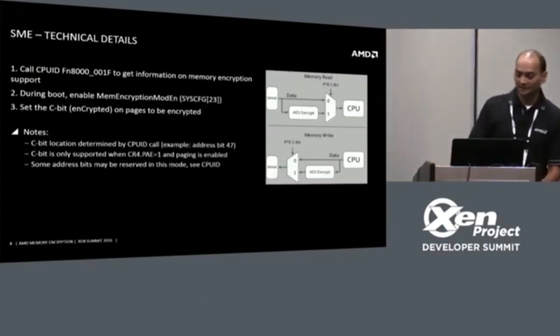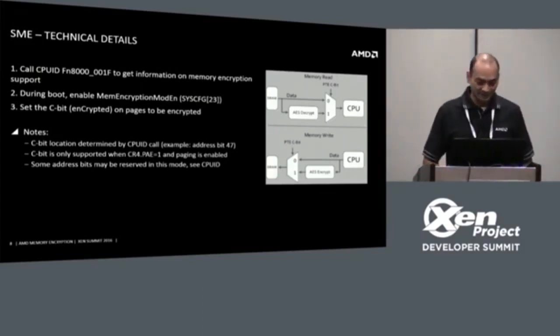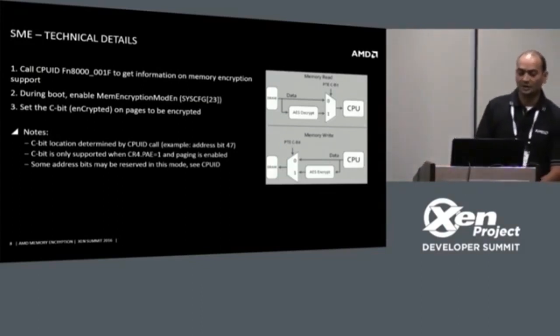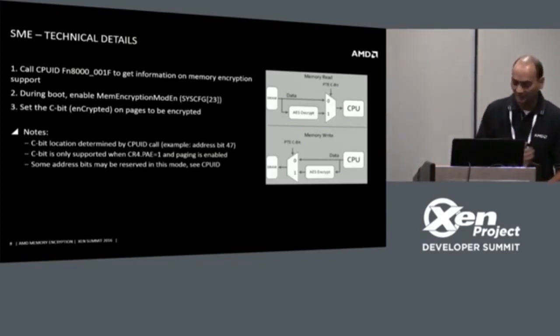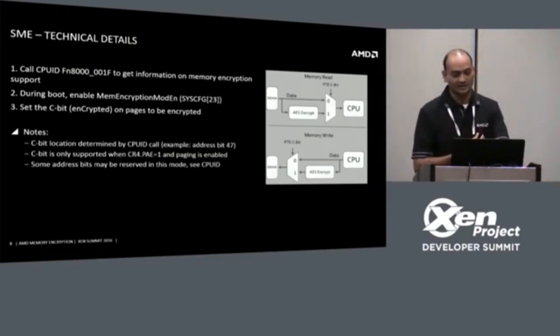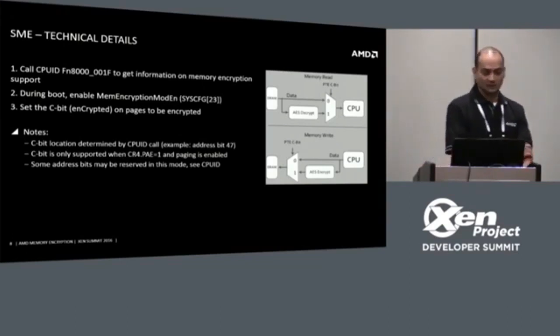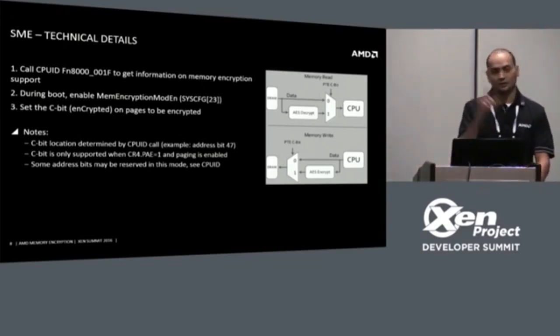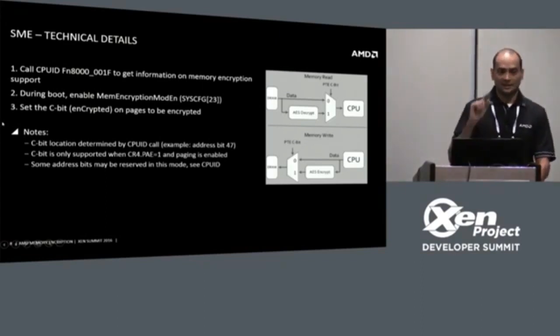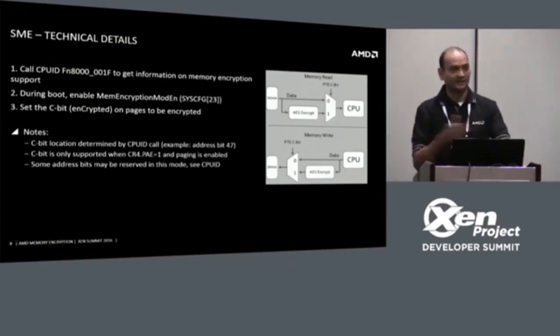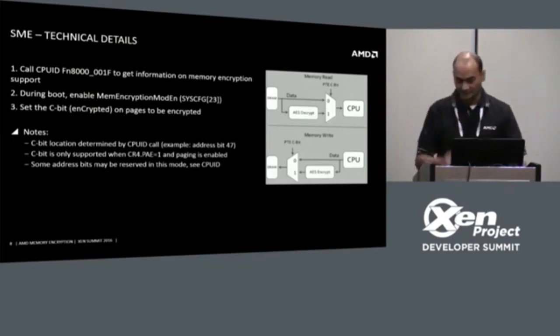A little bit more detail about the programming aspect of SME. Very simple: call the CPU ID function to get the information on whether memory encryption is supported on the particular hardware. If it is supported, then set the memory encryption mode through the SYSCFG MSR. Then in your operating system page table, set the C bit. If the C bit is set, then memory gets encrypted and decrypted as and when it's read.